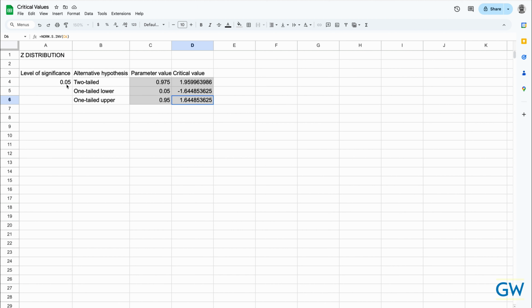So now I can just change this value right here. I can make this 0.01, and you can see what the critical values are going to be now. That's at 2.57, negative 2.3, positive 2.3. And then look at these parameters. Remember, for this one, it's always going to be 1 minus alpha divided by 2. This one's going to be alpha. This one's going to be 1 minus alpha.